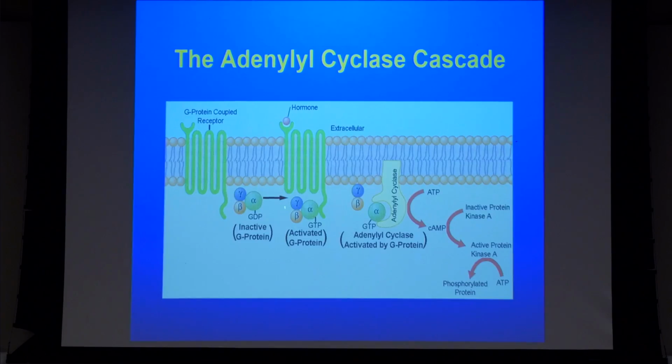And one of the things that's not very well shown in this figure, but this alpha subunit will be attached to the phospholipid bilayer, so it's free to move back and forth in the plane of the membrane. So it can wander off and activate adenylyl cyclase, which is a transmembrane protein. So you remove the three-dimensional diffusion into a two-dimensional plane. Okay. We better move on.